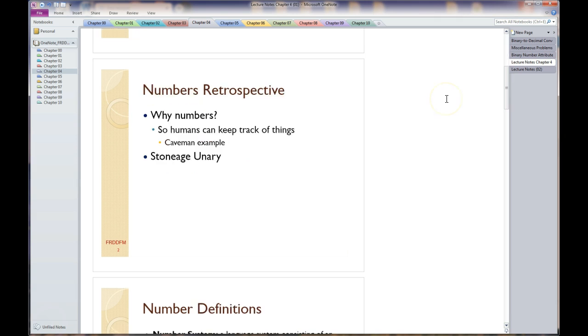Numbers. So why do we have numbers? Essentially so humans can keep track of things. I can remember in 8th grade my teacher told us about a number system used by a primitive culture, which was, they had 3 numbers. It was 1, 2, and many. So I always use the example here of that.